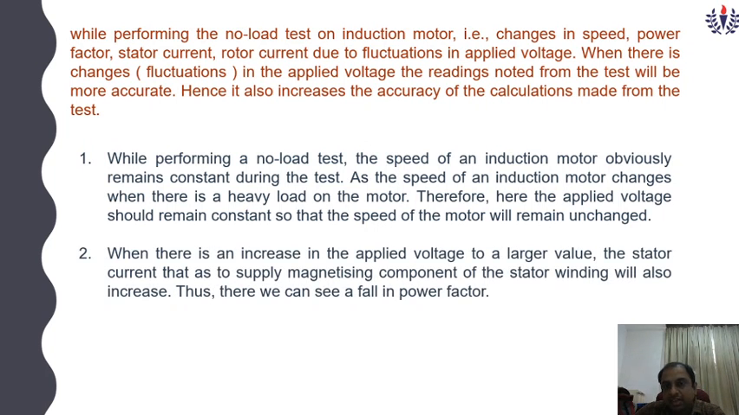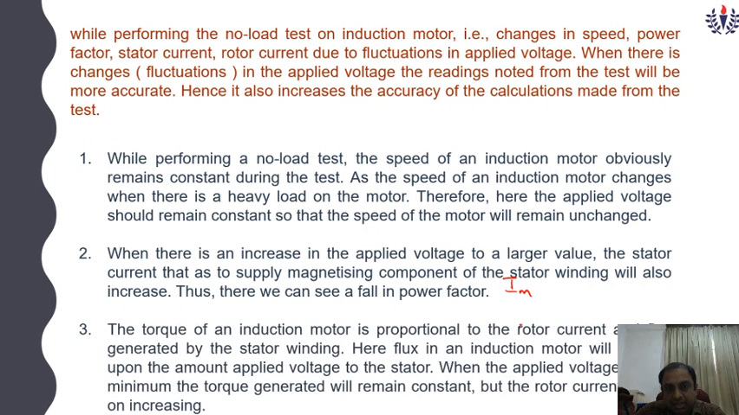When there is an increase in applied voltage, the stator current that supplies the magnetizing component, Im, will also increase. If Im increases, therefore the power factor will decrease. The torque of an induction motor is proportional to flux, that is T is proportional to flux into Ia, phi into Ia.